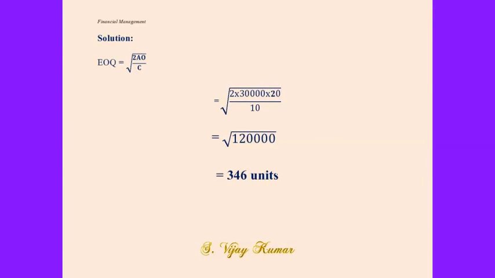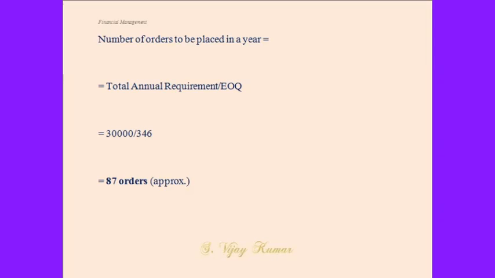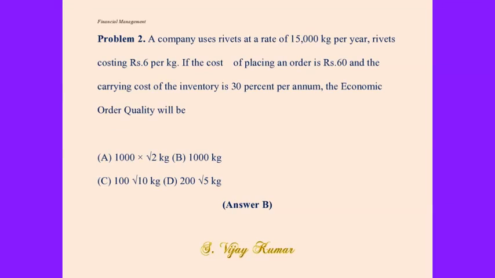So EOQ is equal to square root of 2AO by C. We have the square root of 2 multiplied with the quantity required, that's 30,000 units, multiplied with the 20, the ordering cost per order, and divided by the carrying cost, which is 10. So square root of 12 lakhs, so it comes to 346 units.